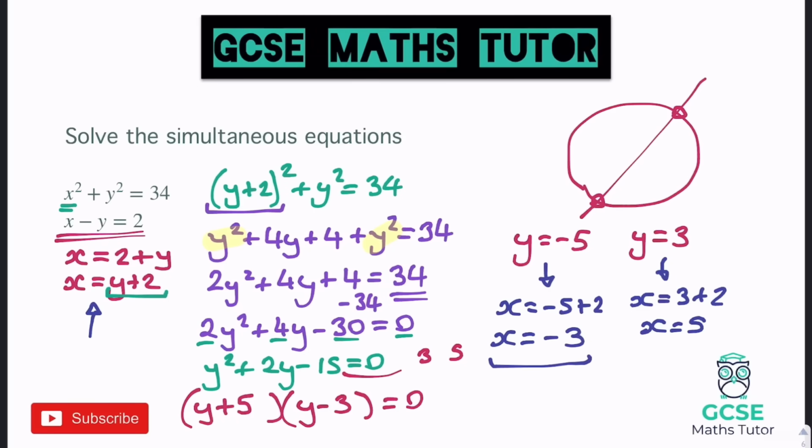There you go, so you've got your two solutions and they're written in pairs there. We've got our first solution here, x equals negative 3, y equals negative 5. And we've got our second solution over here, x equals 5 and y equals 3. Okay, so there would be coordinates there. If we think back to this graph, it might be that this coordinate where it crosses over is negative 3, negative 5.